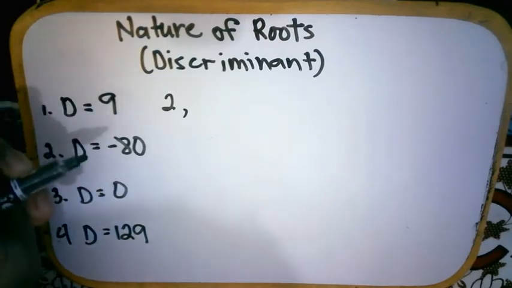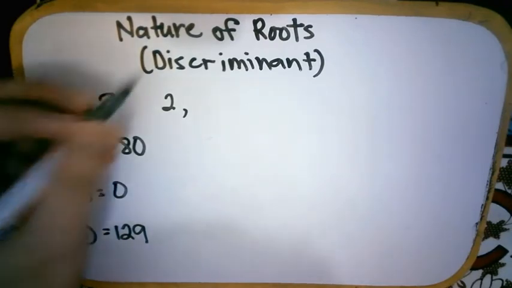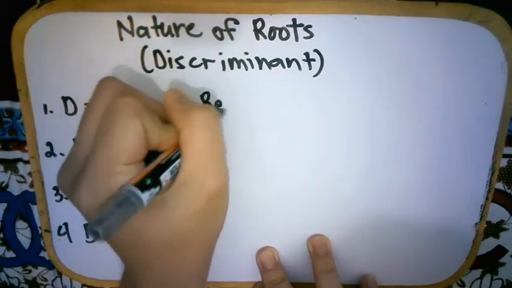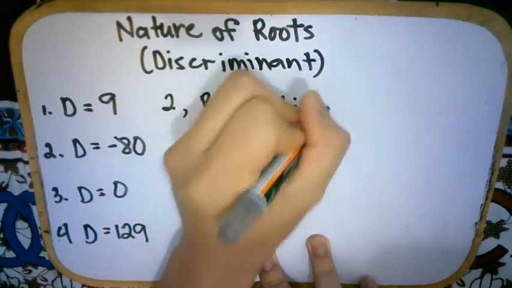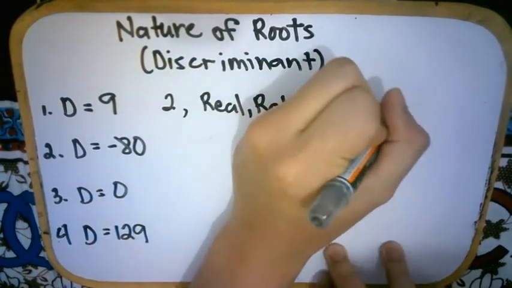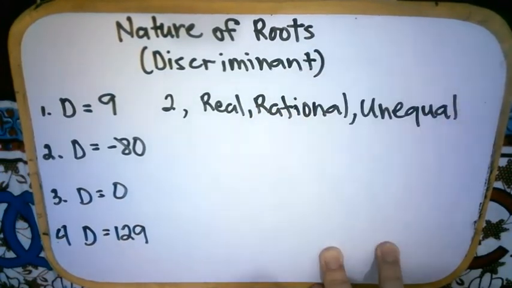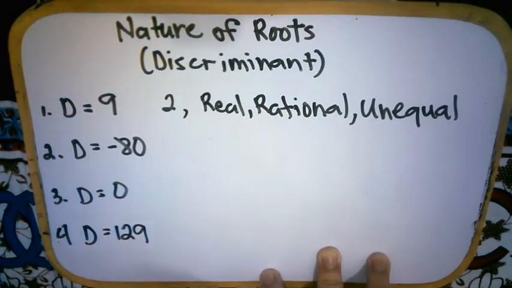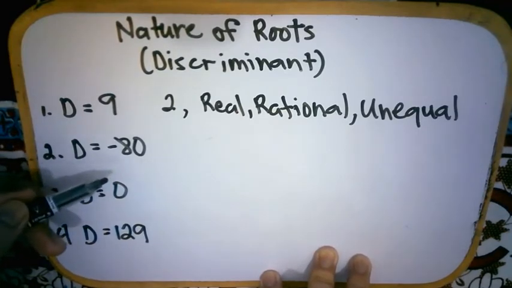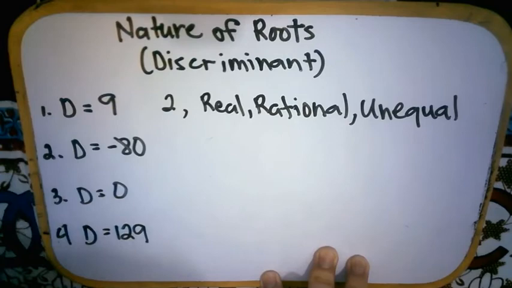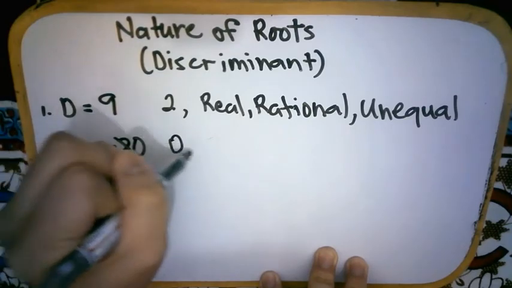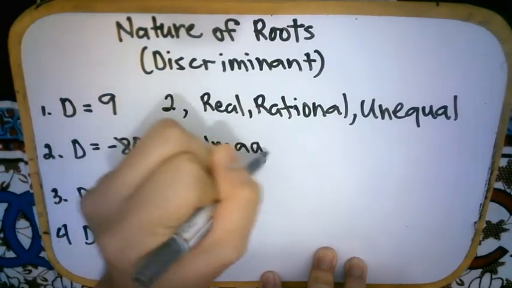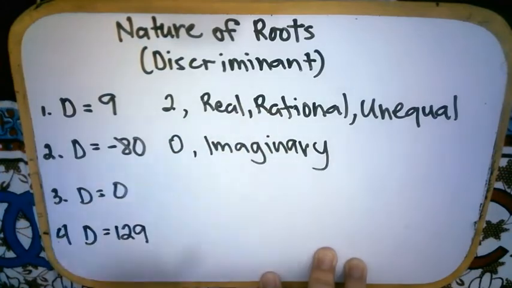So, that is RRU. RRU stands for real, rational, and unequal. Next one is negative 80. Again, negative. Kapag negative, nasa pinakailalim. Kapag negative ang value ng discriminant, automatic 0, imaginary. Again, negative ang value ng discriminant, 0, imaginary.